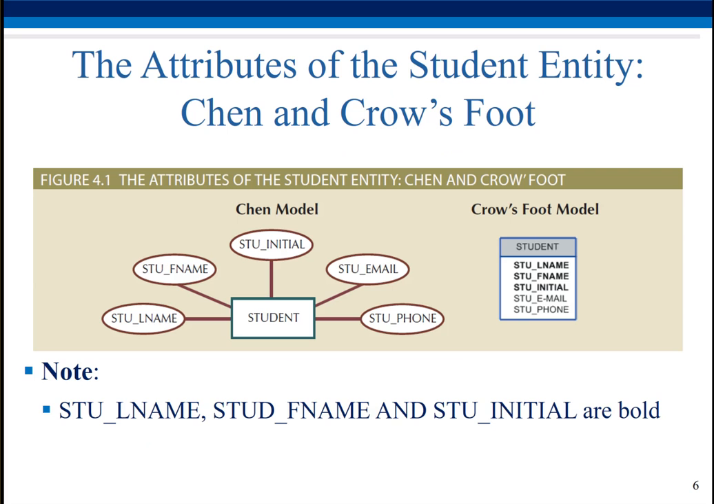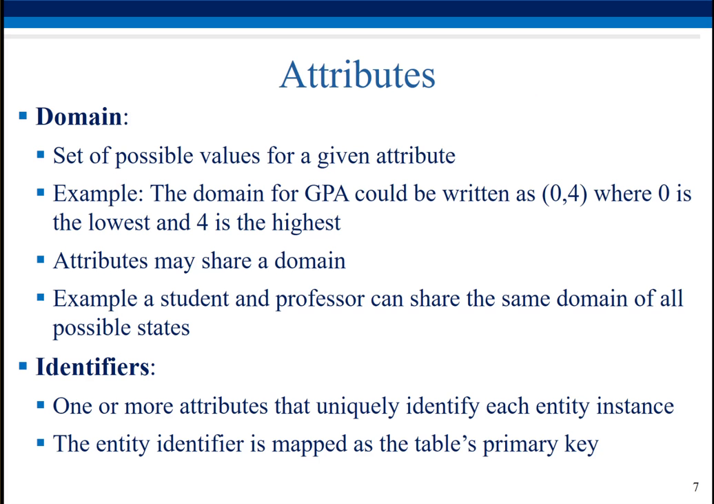Here is the different notation between Chen and crow's feet. In this course, we're going to be using primarily crow's feet. I think it's a little bit more explicit. So you can see the Chen notation just gives you the field names. However, in the crow's foot, you have bold entries. So I put a note in here that last name, student name, first name are bold entries.